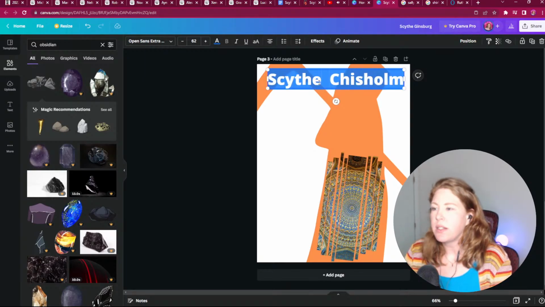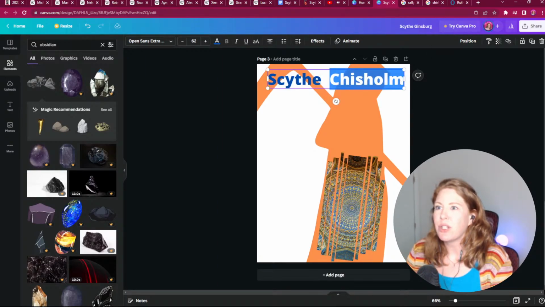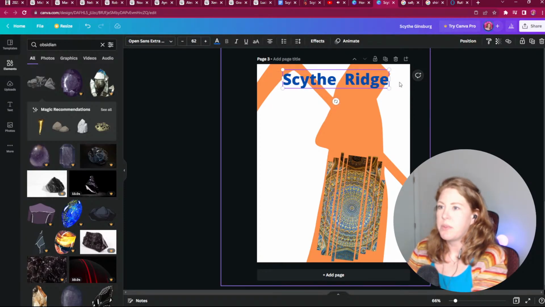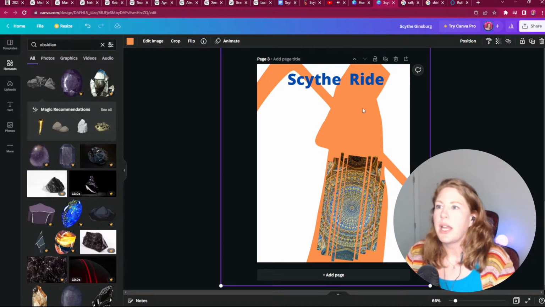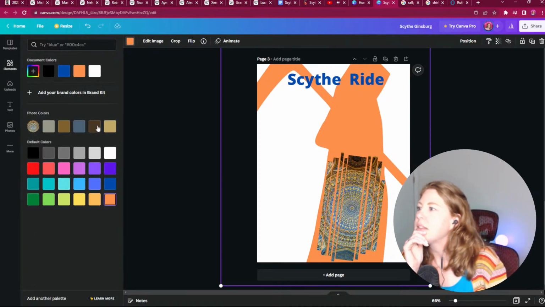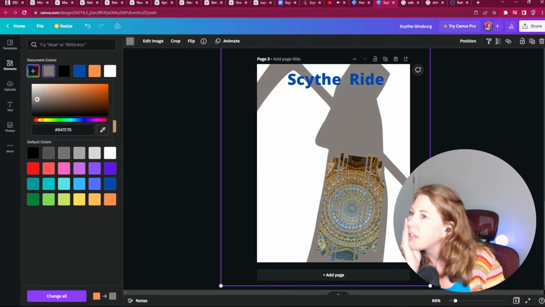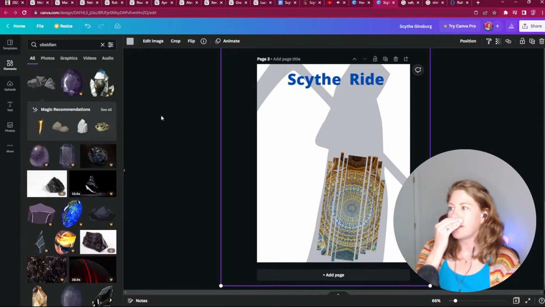And then the last one is gonna be for Scythe Ride. And she's gonna have a silver robe. Scythe Ride. Whoops, that's not how you spell Ride. Scythe Ride is gonna have a silver robe. Okay, let's see if I can make silver. Too green, maybe go blue. Here we go. There we go. That's kind of silvery. That's perfect.